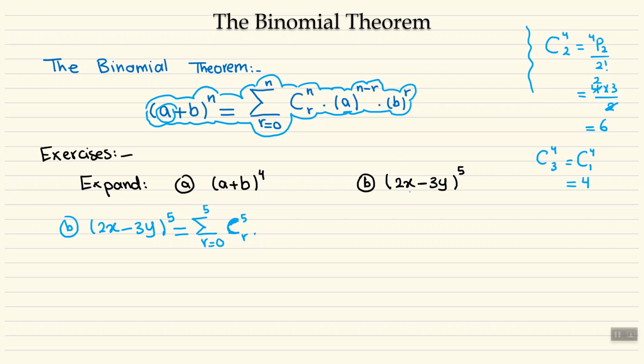And our a is not a. Our a here is what? It's 2x. So what we write here is 2x to the power of 5 minus r, times b, the other one here, which is b. B is actually the second term in the binomial with this sign. So b is actually all of this. So this is A and this is B. So B is going to be negative 3y to the power of r.